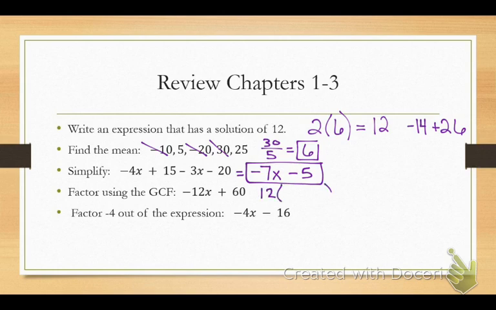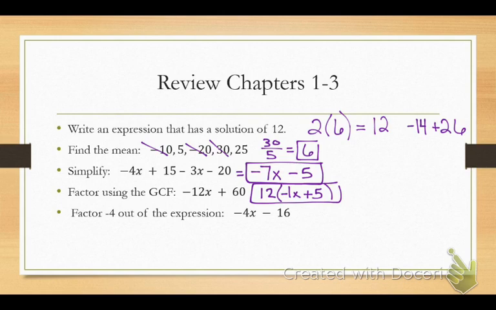How do you figure out what's left inside? Do you guys remember? How do you know? Divide. Yes, you divide the original by what you factored out. What's negative 12 divided by 12? Negative 1x. What's positive 60 divided by 12? Plus 5. You see how we figured that out? Now, when I distribute it, I can end up with the original problem.